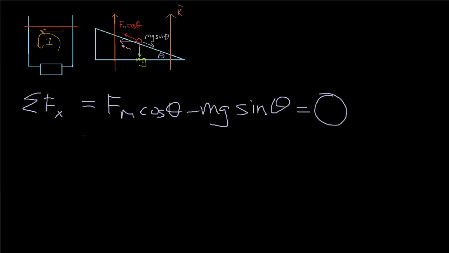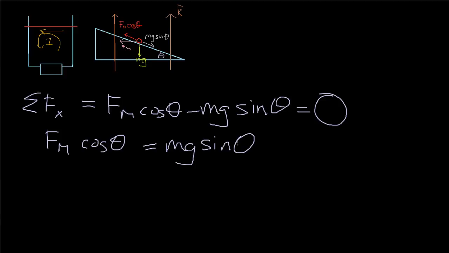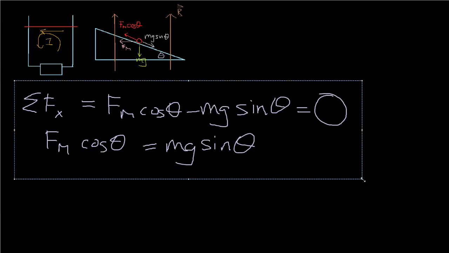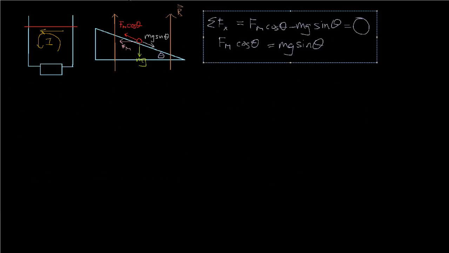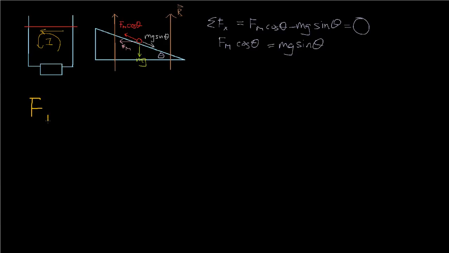So let's rearrange the equation a little. Fm cosine theta is equal to mg sine theta. Let me make this a little smaller so I can write a bit more. With that in mind, let's substitute our Fm. As I said earlier in the video, Fm equals I, L cross B.